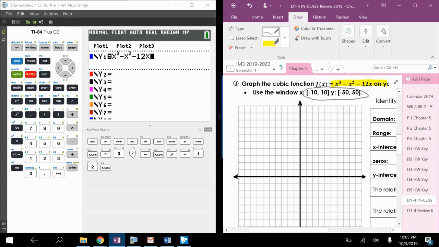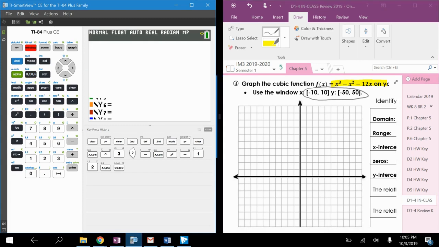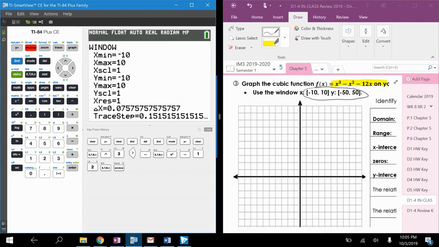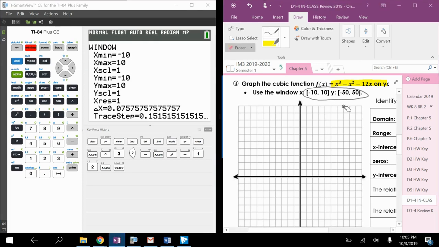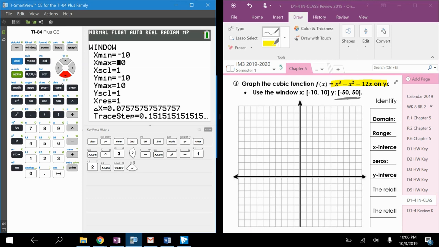We need to make sure that's what our window is. So press window. It looks like negative 10 and 10 are there for our x's, but here our y's is negative 50 to 50. So I have to press the down button. And I want to put negative 50. And then I want to put 50. Because now we'll get a better graph when we do this. Press graph.